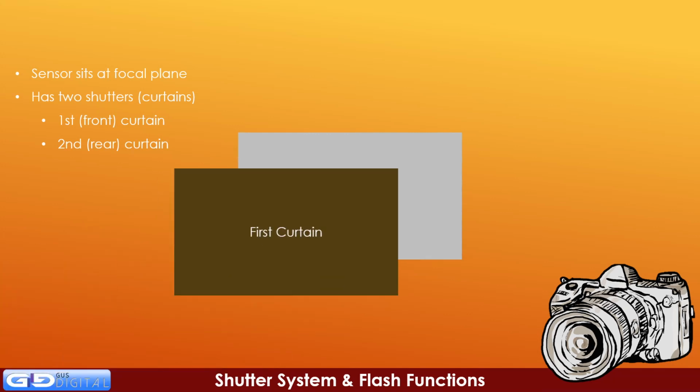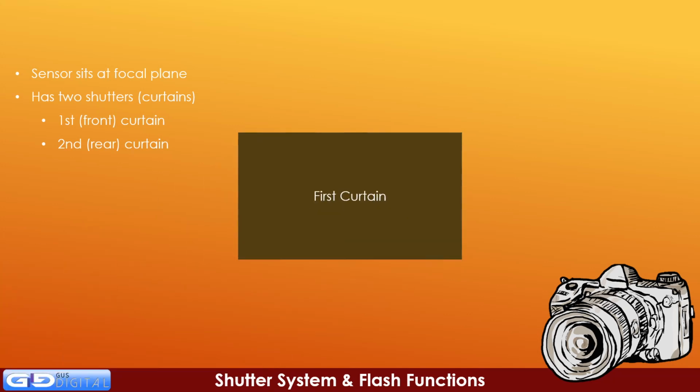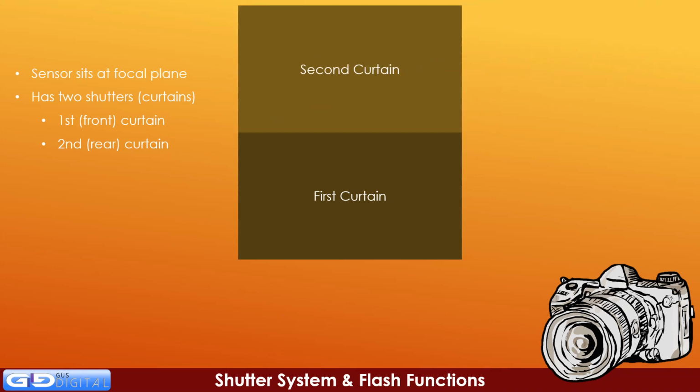The first curtain sits in front of the sensor, blocking all lights coming through the lens until the shutter button is pressed. The second curtain sits above, ready to be called into action. In some cameras, the shutters move vertically, that is up or down, and in some horizontally, that is left or right. In this video, I am using vertical system for the illustrations.